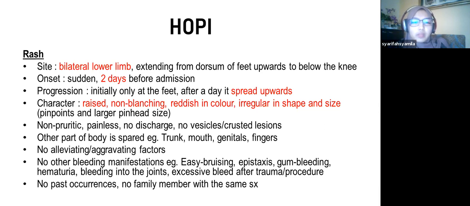There were no other bleeding manifestations in the patient, such as easy bruising, epistaxis, gum bleeding, hematuria, bleeding into the joint, or any excessive bleeding after any trauma or procedure. This is the first onset. There was no past occurrence, and no family members with the same symptoms.